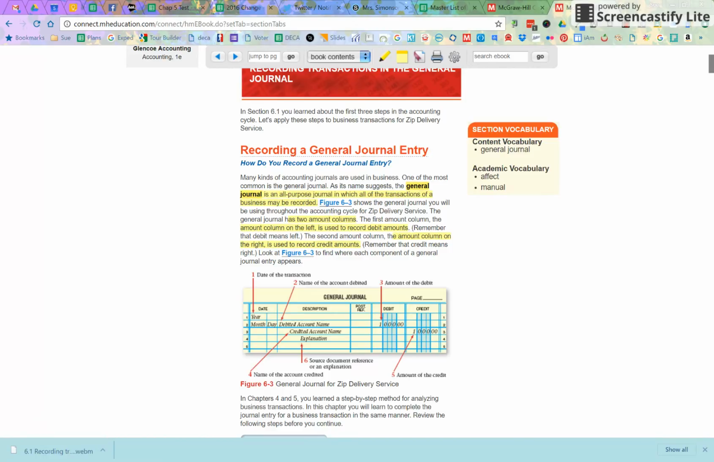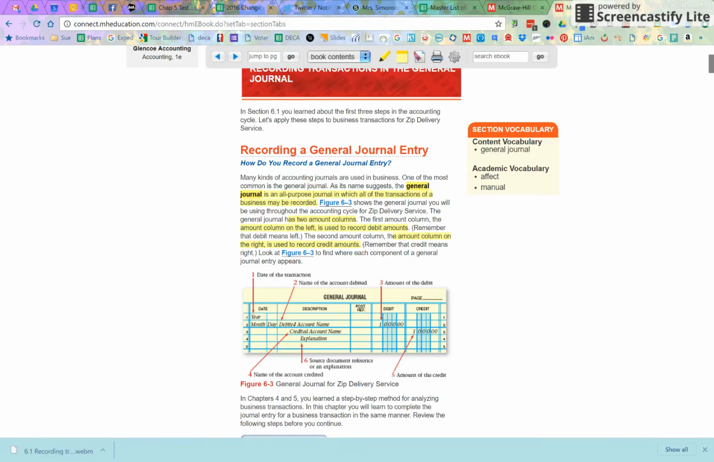There's 6 steps to making a general journal entry. The first step is to write the date. The year always goes at the very top of the page, and we kind of waste a line there. And then we have the month and the day. We don't have to do these two again, year and month, until we have a new month or a new page.